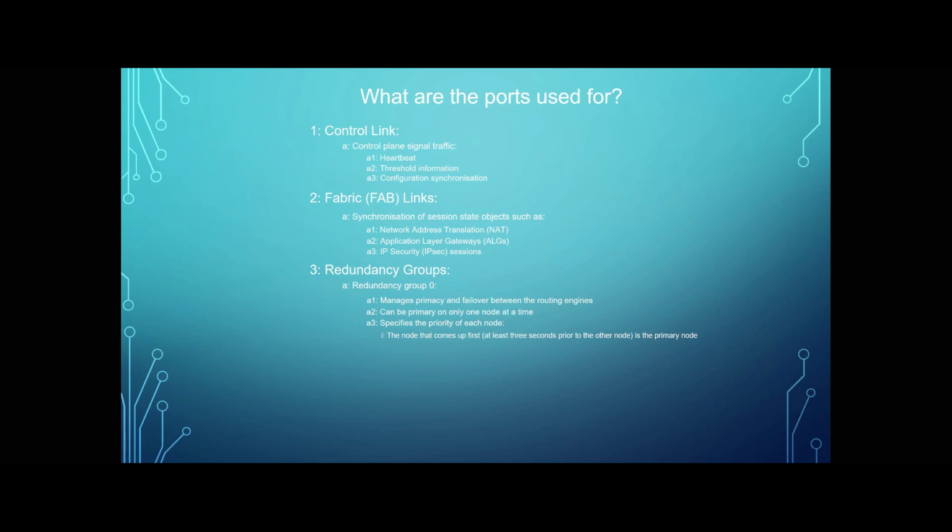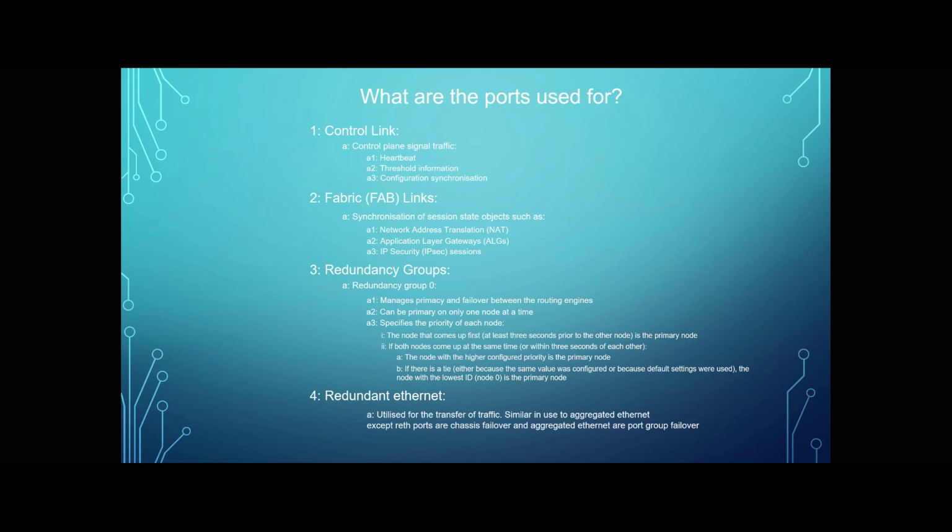So the node that comes up first, and it has to be at least 3 seconds prior to the other node, becomes the primary node. If both nodes come up at the same time or within 3 seconds of each other, the following happens. The node with the higher configured priority is the primary node, because we can configure it that way. But if there's a tie, the node with the lowest ID, which is normally node 0, becomes the primary node.